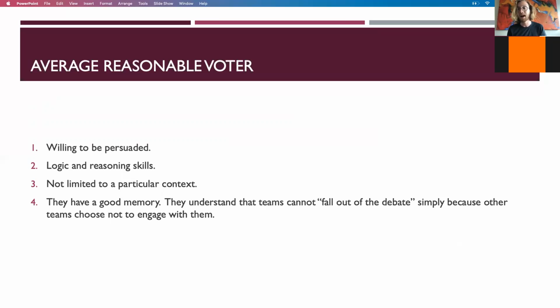And there are four key things that you need to know about the average reasonable voter, three which are quite standard, and the fourth is one that I think everyone just needs to be reminded of. The first is that they're willing to be persuaded. So they're not prejudiced, they're not coming in with any particular mindset.